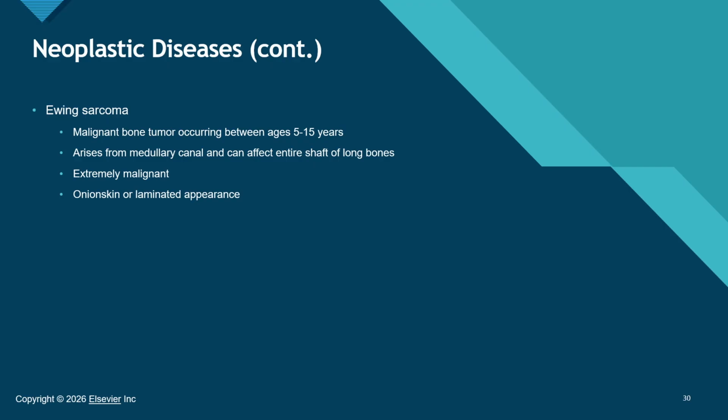MRI, CT, and radiographs are all essential in establishing the disease. The lesion undergoes a combination of bone formation in the early stages and destruction in the later stages. As new bone is formed on the surface, it gives the appearance of an onion skin or laminated appearance on radiograph.